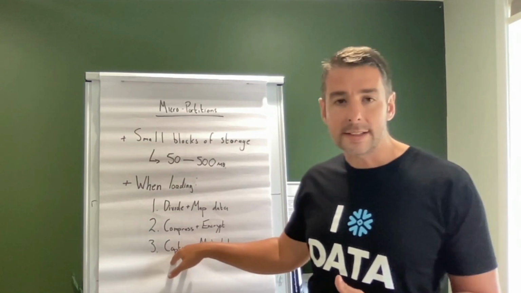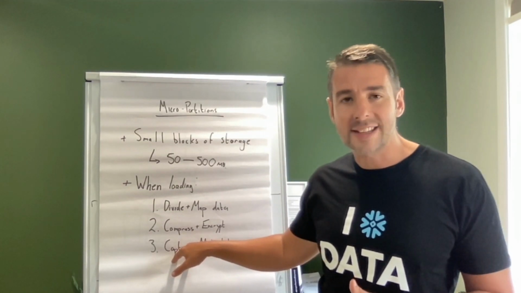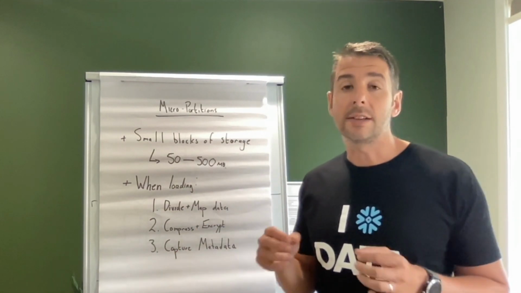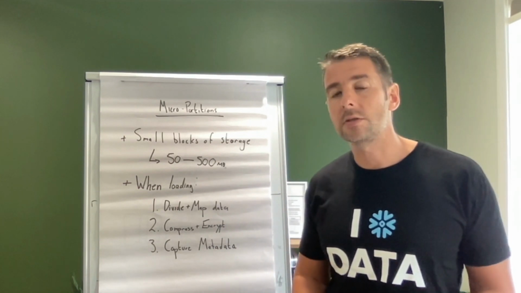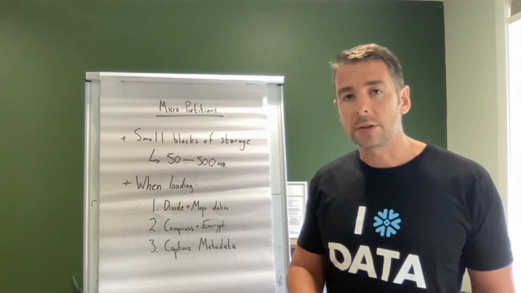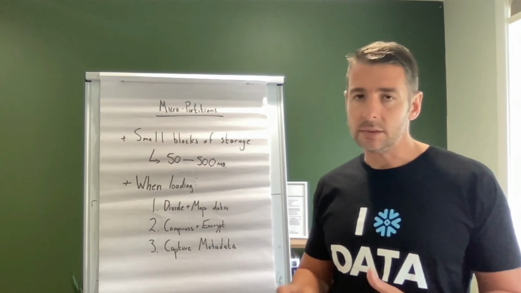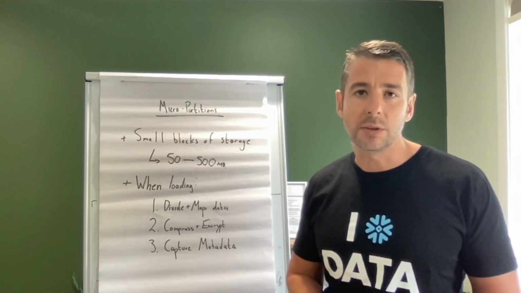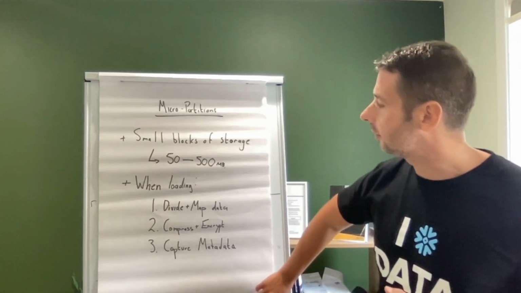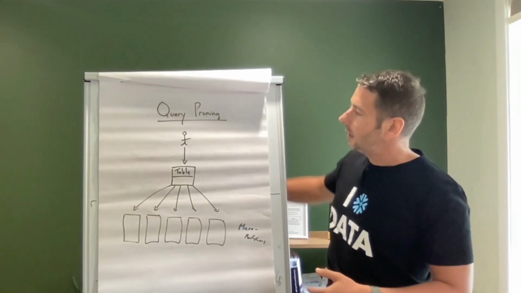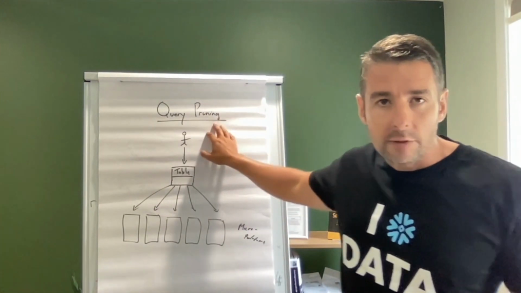Finally, some metadata is captured as part of that process, and that essentially is stored because it needs to tell the query optimizer in Snowflake which micro-partitions store which data. So when queries appear in the future, it knows exactly where to go to get that data, and that's what we're going to cover next. That particular process is known as query pruning.